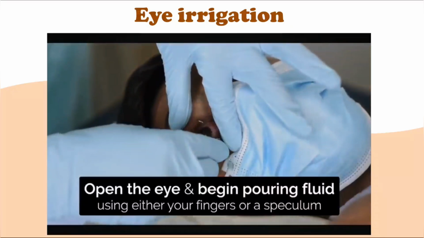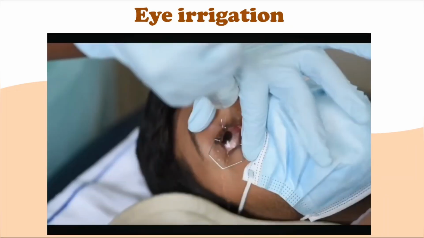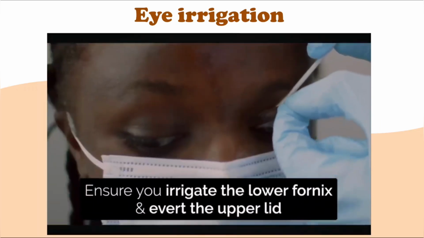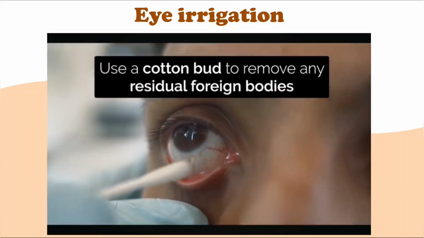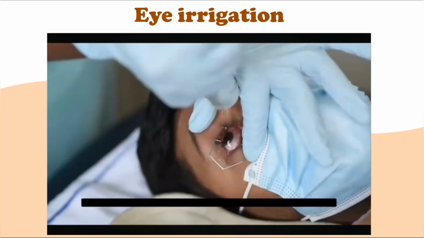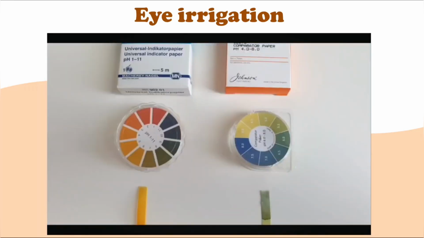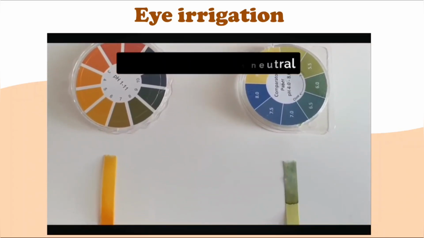Ask the patient to look in different directions. Make sure you irrigate the lower fornix and evert the upper lid to wash away any foreign bodies. If foreign bodies remain, then use a cotton bud to remove them until they're all gone. Continue this for at least 15 to 30 minutes. If litmus paper is available, then stop when the pH is neutral.